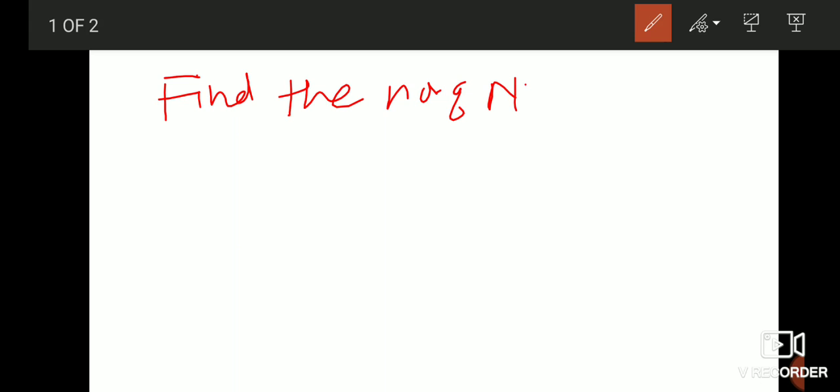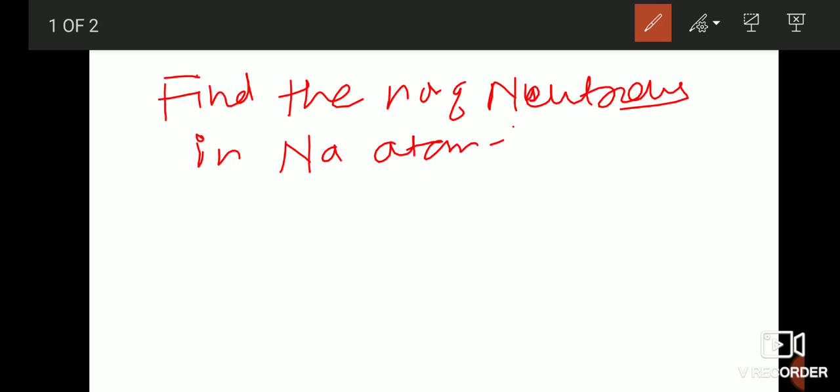Find the number of neutrons in a sodium atom. Now this is a very easy example, but you have to concentrate here properly so that you will understand. Now see, sodium atomic number, you know, is 11, and mass number is 23. These things you must know.